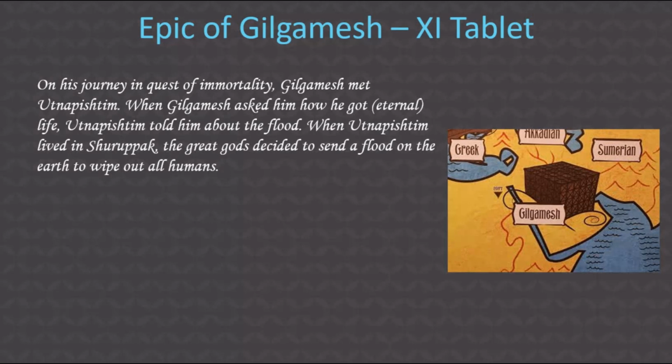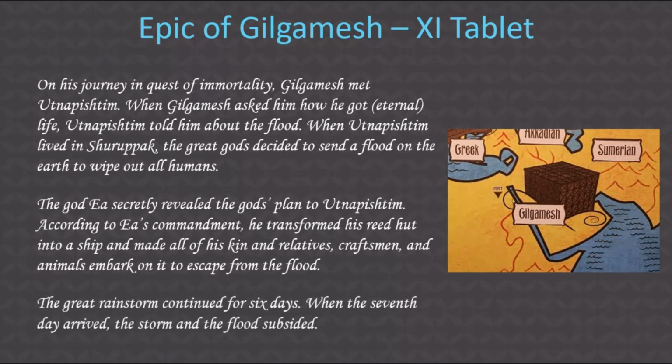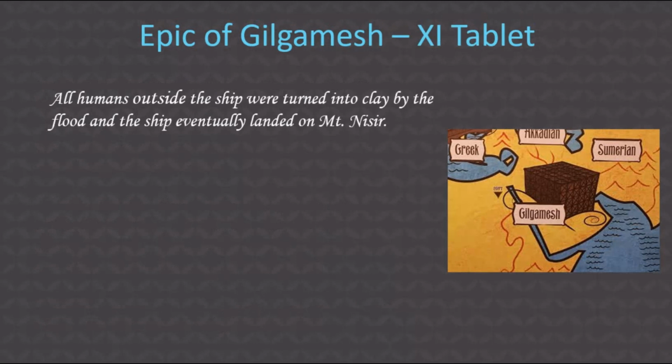When Gilgamesh asked him how he got eternal life, Utnapishtim told him about the flood. When Utnapishtim lived in Shuruppak, the great gods decided to send a flood on the earth to wipe out all humans. The god Ea secretly revealed the gods' plan to Utnapishtim. According to Ea's commandment, he transformed his reed hut into a ship and made all of his kin and relatives, craftsmen, and animals embark on it to escape from the flood. So the great rainstorm continued for 6 days. When the seventh day arrived, the storm and the flood subsided. All humans outside the ship were turned into clay by the flood, and the ship eventually landed on Mount Nimush.